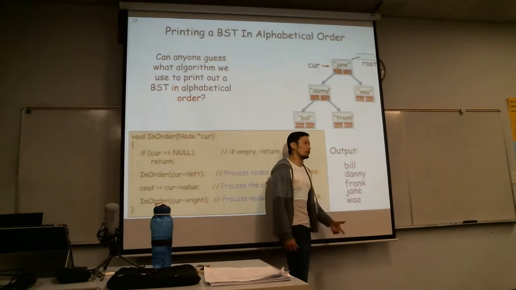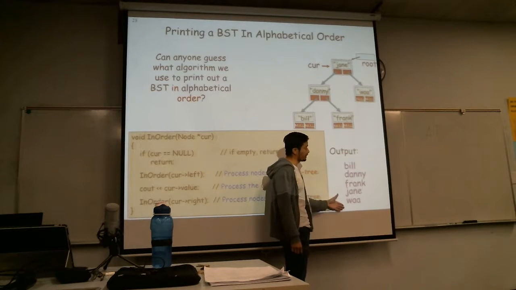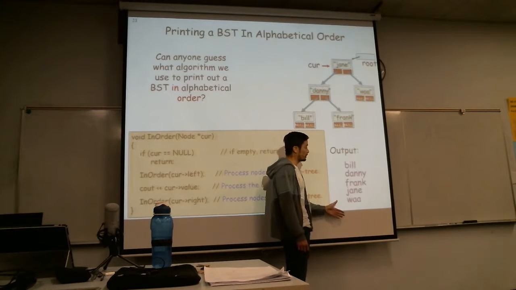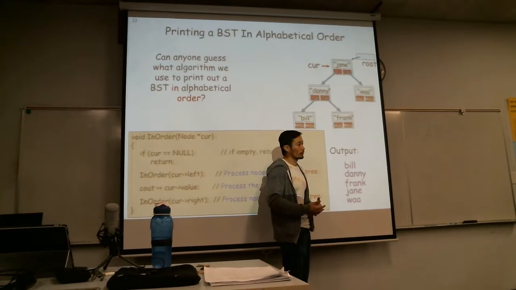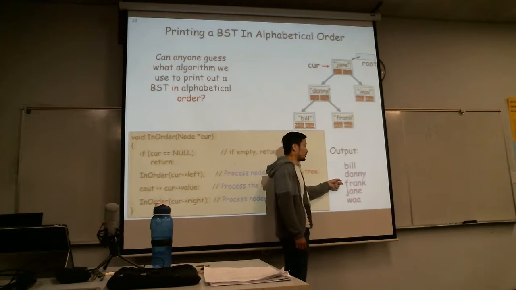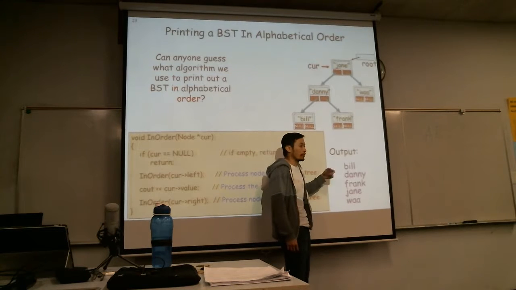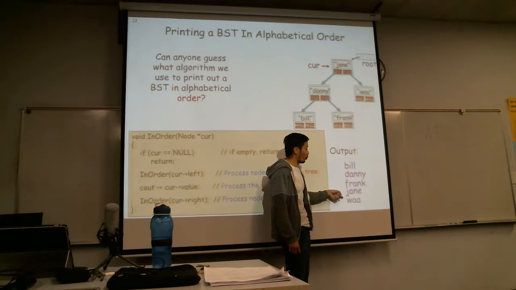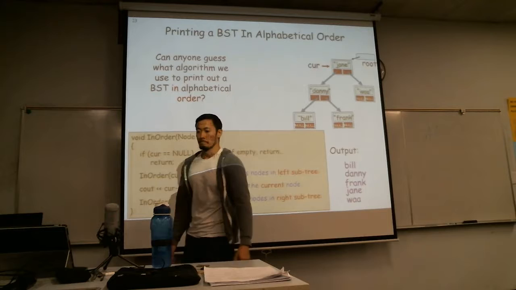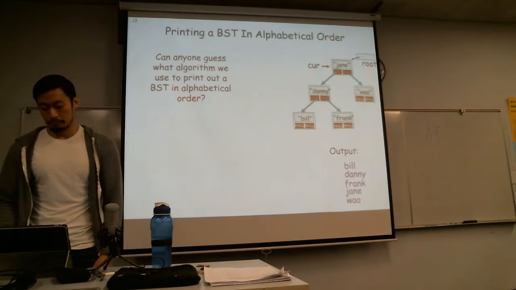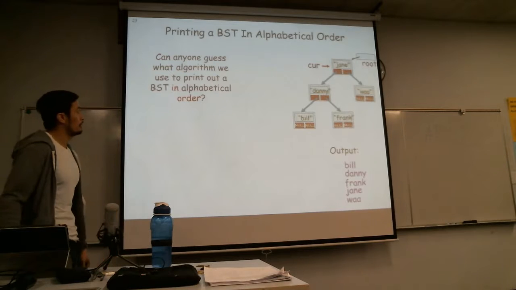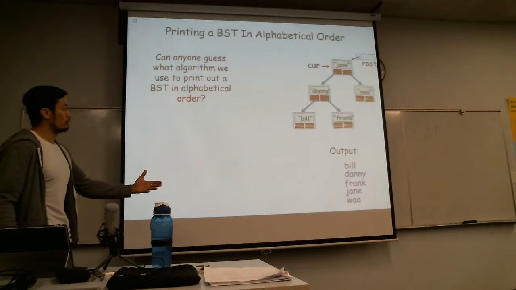Well, I'd have to tell you, right? So if I just gave you these lists of names and I wanted you to give me what's in the left subtree, I'd have to tell you where the root is. So if I say Frank is the root, then you could say Bill and Danny are in the left subtree, whereas Jane and Wah would be in the right subtree. Okay. So that's how you print a binary search tree.